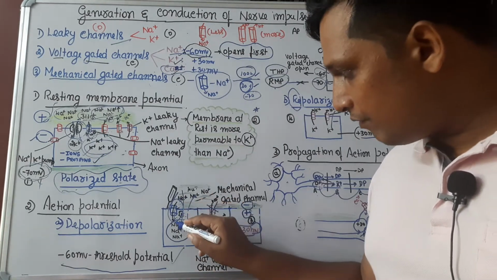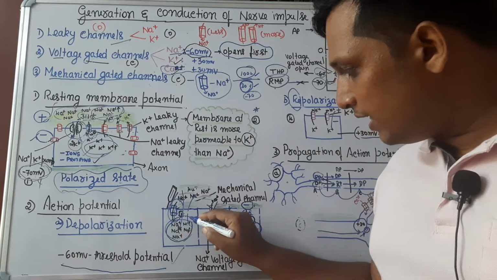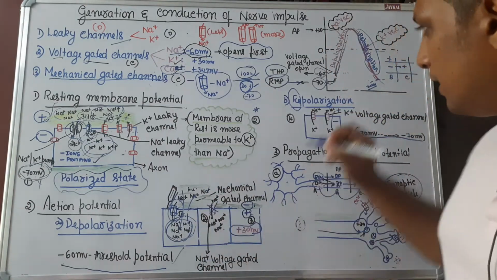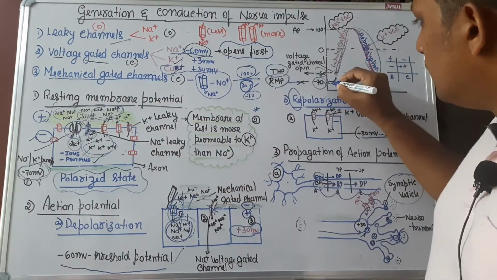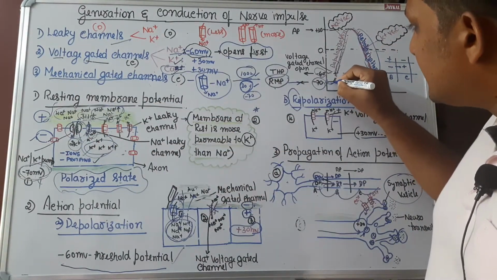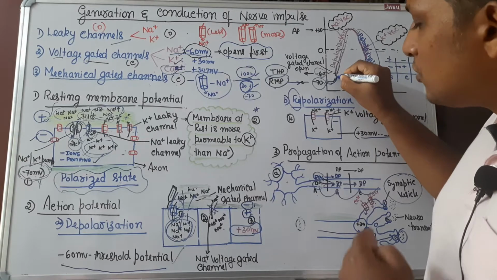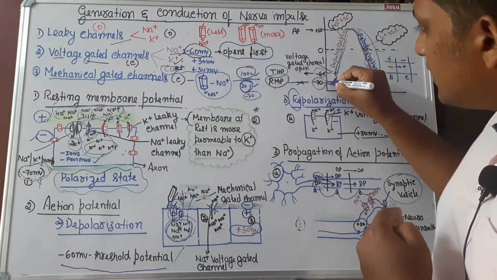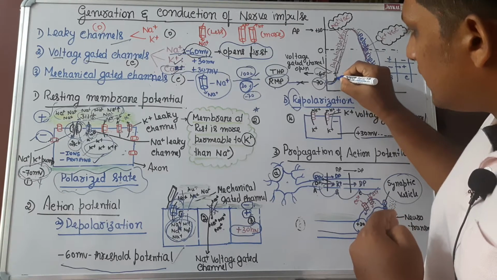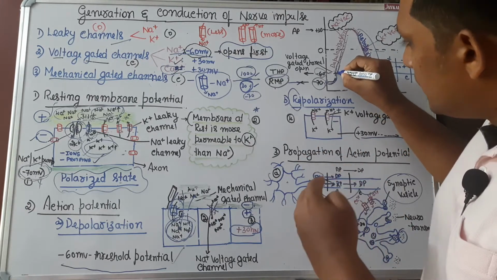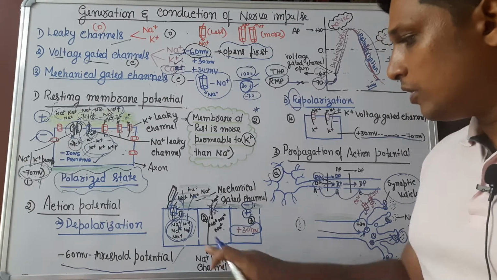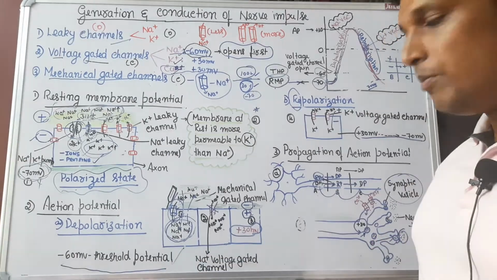There will be rapid influx of sodium into the neuron. When there is more entry of positively charged ions into the neuron, the negativity inside the axoplasm goes towards more positivity. Minus 70 will become minus 65, again sodium will enter through mechanical gated channels, and it will reach minus 60 millivolt, that is known as threshold potential.